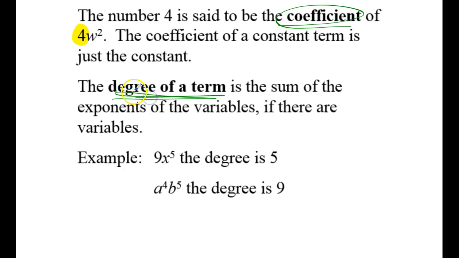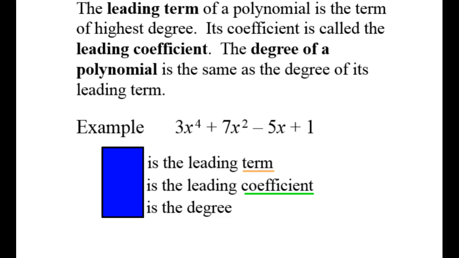The degree of the term is the highest exponent, but if you have more than one exponent, you add them up. So this whole term, remember terms are separated by addition and subtraction, so this is just one term. The degree here is 9 because you're just going to add those exponents up.